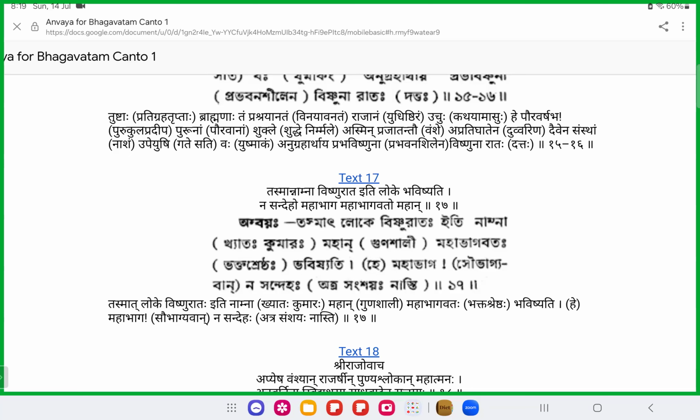So therefore tasmat, in this word loke, because that child was protected by Lord Vishnu. So Vishnu Ratah iti namna khyata kumara. This child will be known as Vishnu Rata. And he will be Mahan, Gunashali. He will be possessing great qualities. And he will be the topmost devotee, Bhakta Shrestha, Bhavishyati. He will be. Oh, hey Mahabhaga, oh most fortunate person. There is no doubt in this. Atra Sankshayah Nasti. So there is no doubt in this.